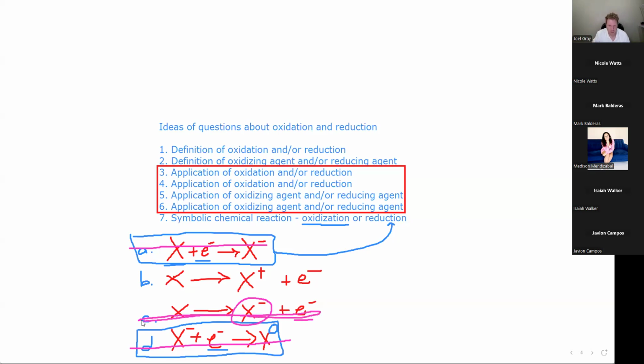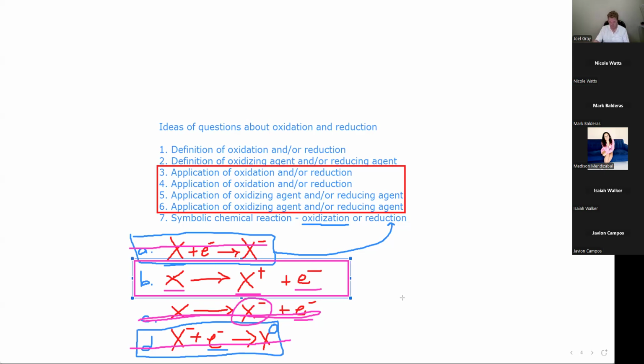By process of elimination, B is our only correct answer, but we can also confirm that B is the correct answer and our best answer because we go from X, which is neutral, to X, which now has a positive charge, and an electron on the product side. So we have something that is no charge and then positive and negative that come together to give us that overall charge. So our correct answer for this one would be B.